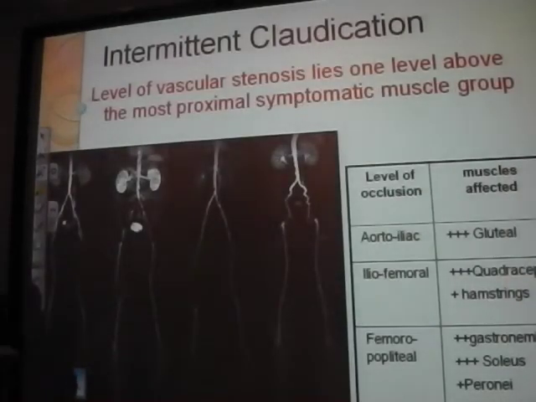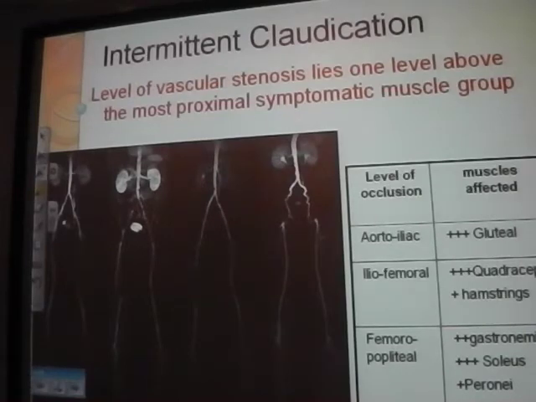Okay, so with intermittent claudication, the level of vascular stenosis always lies one level above the most proximal symptomatic muscle group. That sounds complicated, but it's fairly straightforward. It just means that the symptoms you get are below the level of where the stenosis is. So if it's aortoiliac, you get symptoms in the gluteal region primarily, iliofemoral you get a bit further down, and obviously femoropopliteal you get it in the gastrocnemius and soleus, inferior.